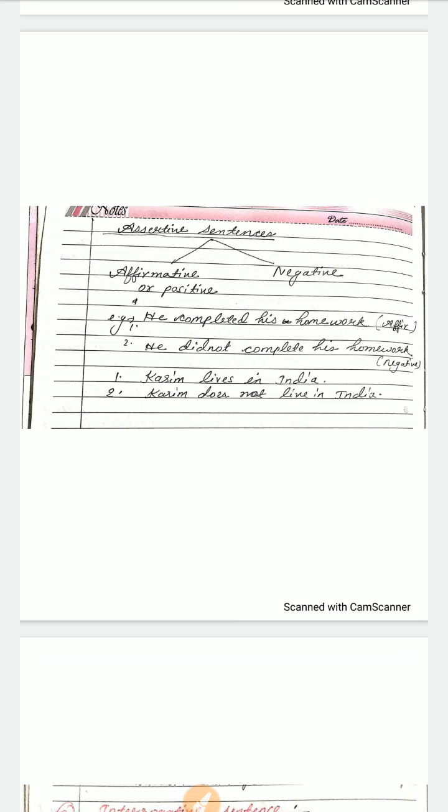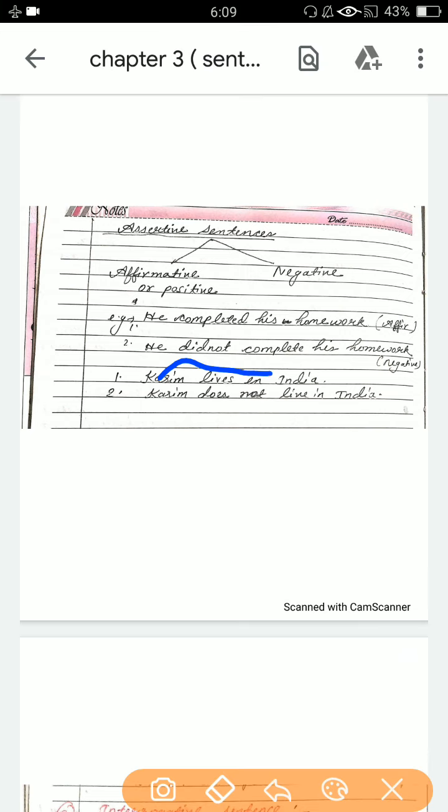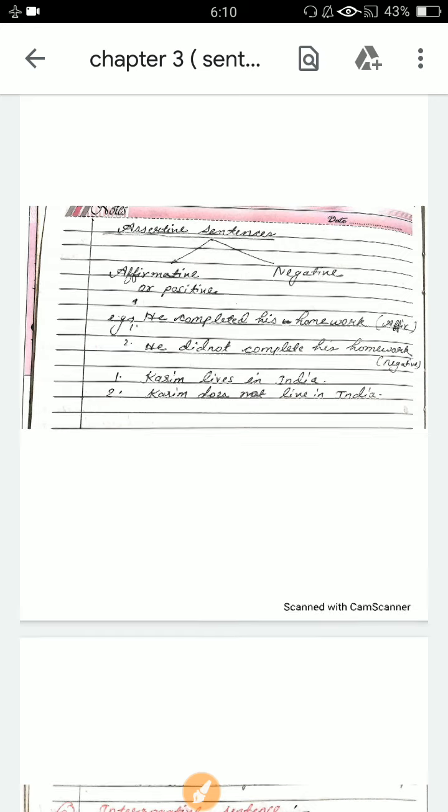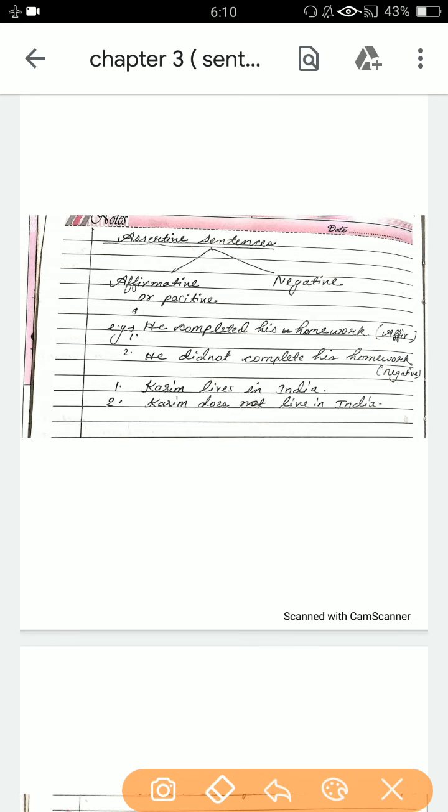The second example we'll see here: He did not complete his homework. This is conveying negative information about someone, that he has not completed his homework. So the first one is an affirmative sentence, and the second one is a negative assertive sentence.